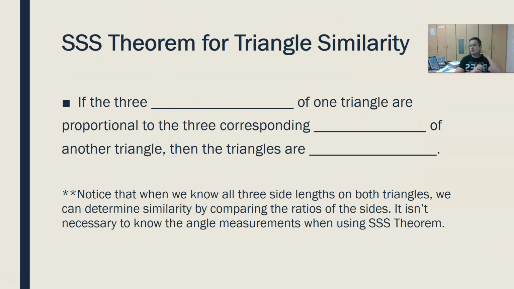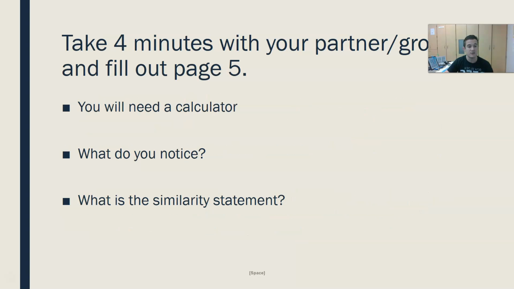So the next similarity theorem we're going to talk about is the side-side-side similarity theorem. If the three sides of one triangle are proportional to the three corresponding sides of another triangle, then the triangles are similar. So this is another triangle similarity theorem we can use to show that two triangles are similar. Notice that on this one we know all three side lengths. I don't know any angle measures, but that's okay. If I know all the sides and the ratios of all the sides are equal to each other, I don't need to know the angles.